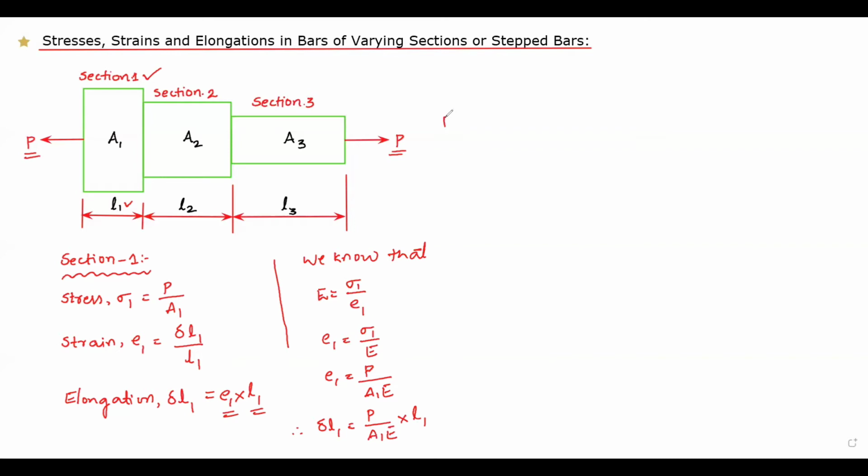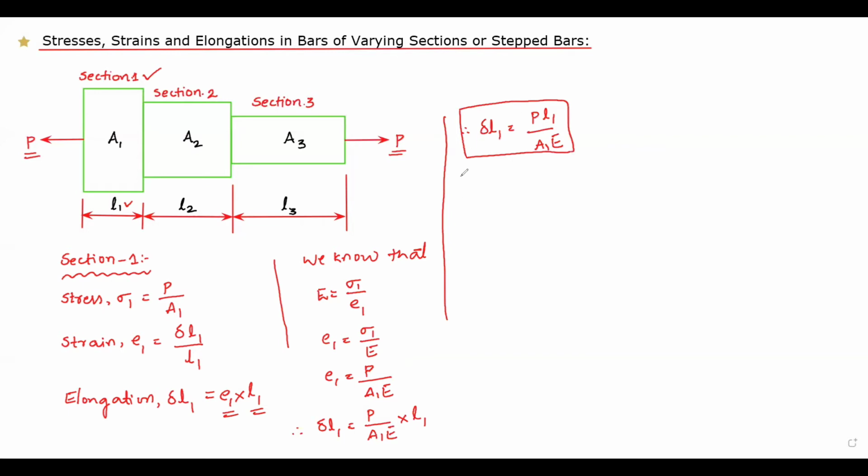Therefore, the change in length in section 1 is equal to P into L1 by A1 into E. Here Young's modulus is also constant, because the three sections are made up of the same material, so Young's modulus will be constant for the three sections.